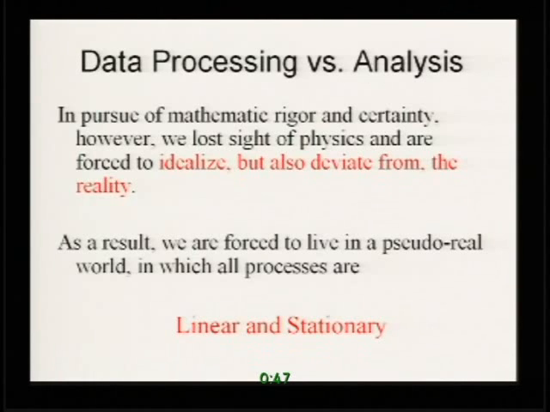Once we idealize, once we deviate from the physics, what do we have? We have a world which is not real. But it's not totally unreal either. So we live in a pseudo-real world, a half-real, half-not-real world. And the division between the real and the not-real is not that clear. In that pseudo-real world, all processes are assumed to be linear and stationary, because linear and stationary is what a mathematician can handle. If you take that away, most of the methods don't work.